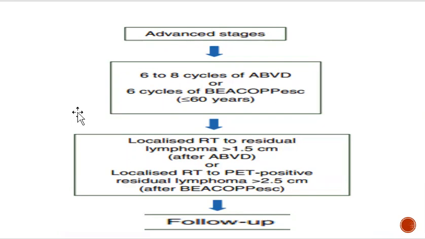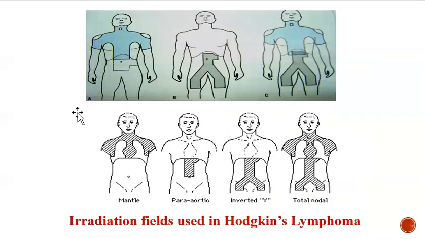Advanced stages are usually treated with chemotherapy alone. Additional radiotherapy is confined to patients with residual disease after chemotherapy. Patients under 60 years are treated with either 6 to 8 cycles of ABVD followed by localized radiotherapy of residual lymphoma larger than 1.5 centimeters, or 6 cycles of BEACOPP escalated followed by localized radiotherapy of PET-positive residual lymphoma larger than 2.5 centimeters. In patients over 60 years, the BEACOPP regimen should not be given due to an increased rate of treatment-related mortality in this age group.